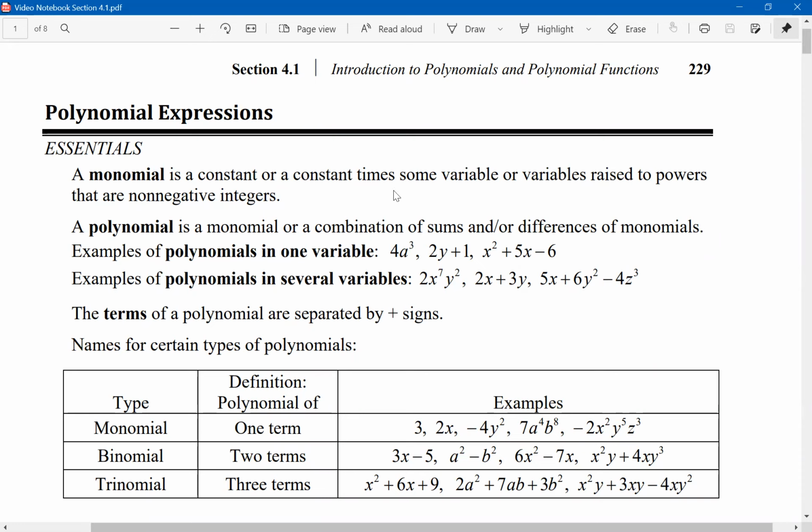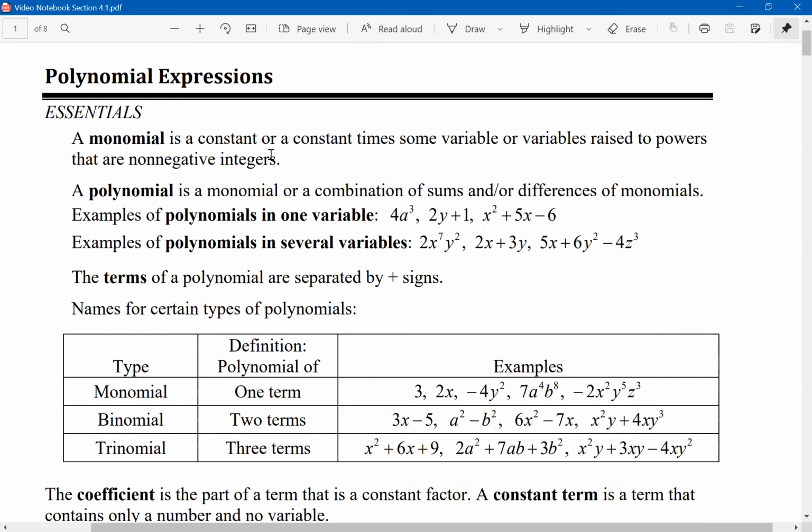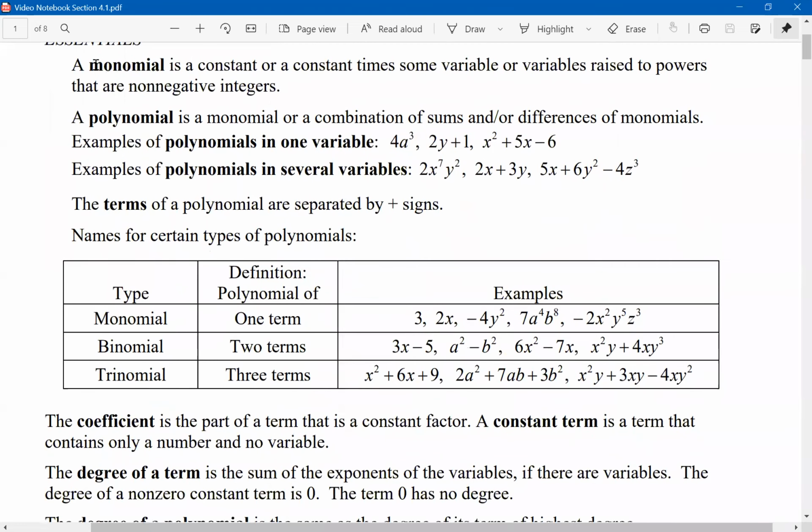This section specifically is all about polynomial expressions starting out. So here's some vocabulary to know. A monomial, think mono meaning one. It's a polynomial with one term. So it's a constant, which is a number like 4, or a constant times some variable like 4x, or variables raised to powers that are non-negative integers. For example, 4x to the third.